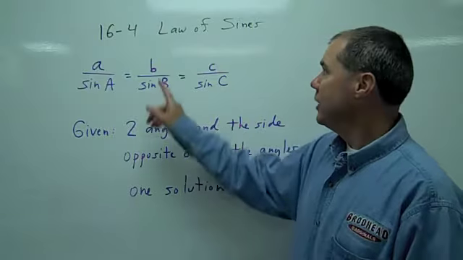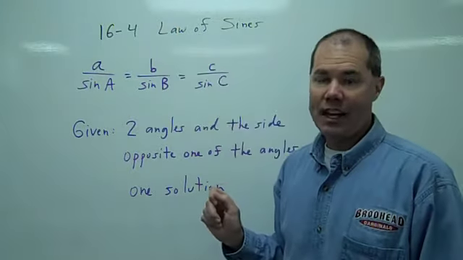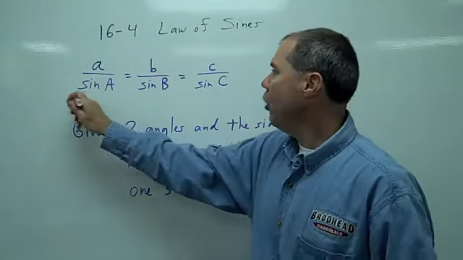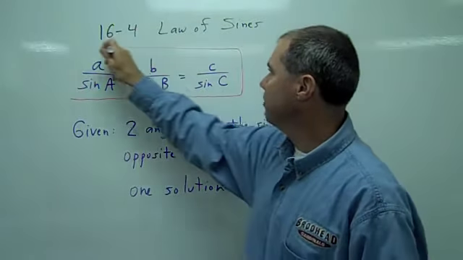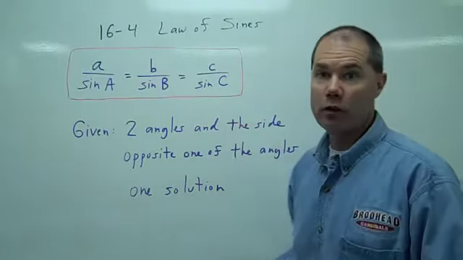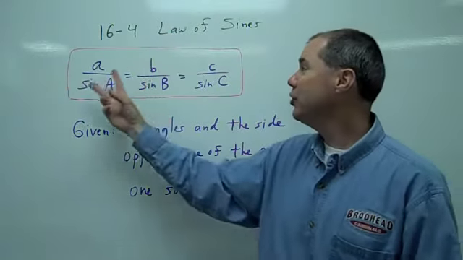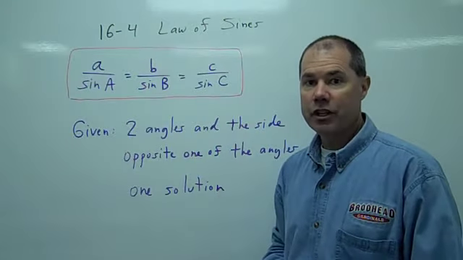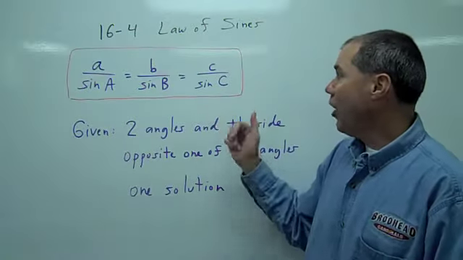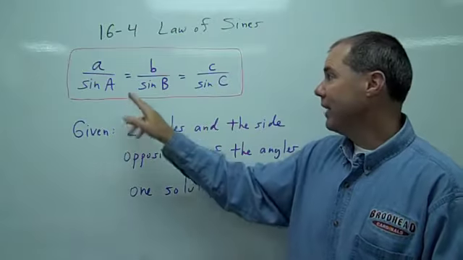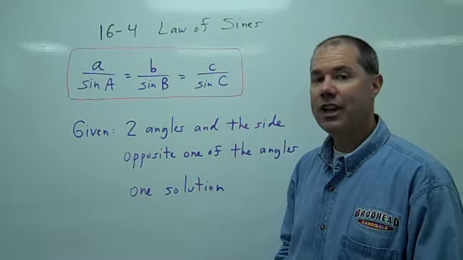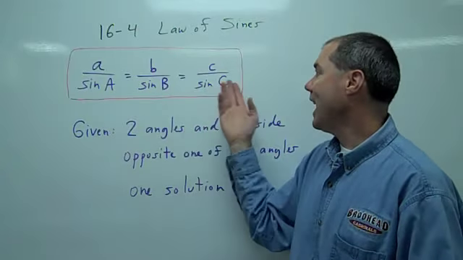Let's do section 16.4, the law of sines. The law of sines is a over sine A equals b over sine B equals c over sine C. We're going to use any two of these parts together to form a proportion and then just solve for any of the unknowns, either the angle A or the side lowercase a. Lowercase letters are sides, uppercase are angles.